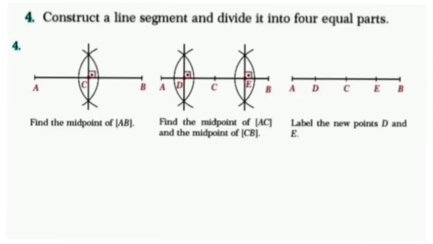Question 4. Construct a line segment and divide it into 4 equal parts. Find the midpoint of line segment AB. Find the midpoint of line segment AC and the midpoint of line segment CB. Label the new points D and E.